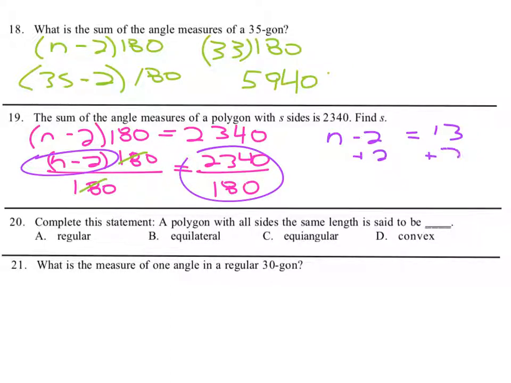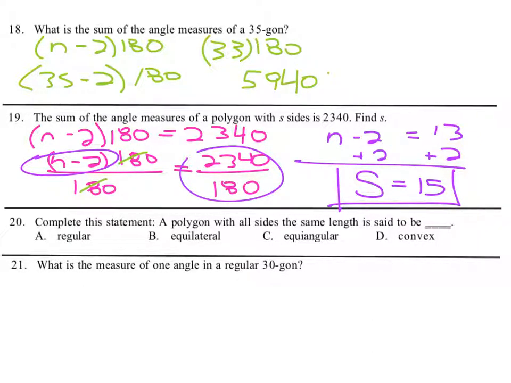So if we then add 2 to both sides, we get n equals 15. I used n because s looks like a 5, but I'm going to now say s, because they wanted us to use the variable s. So the number of sides is 15.